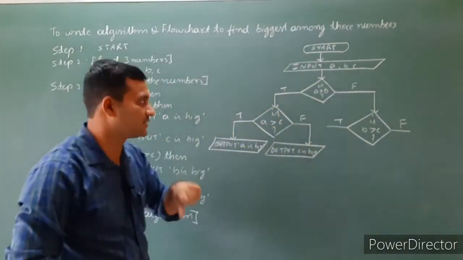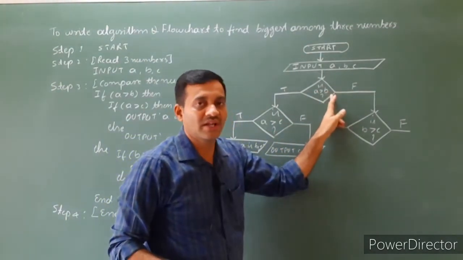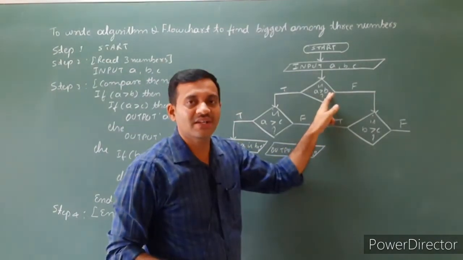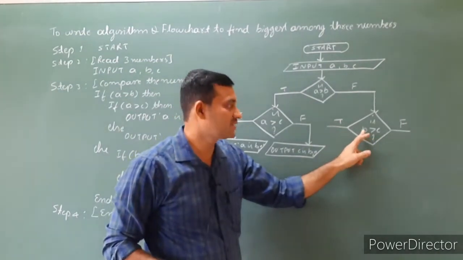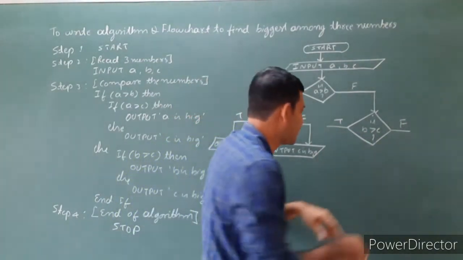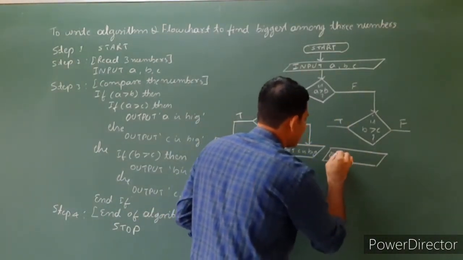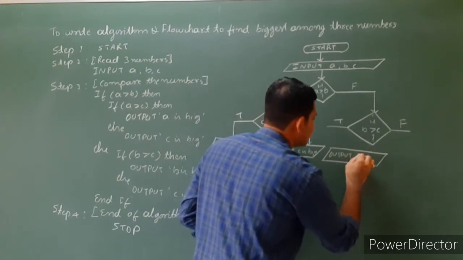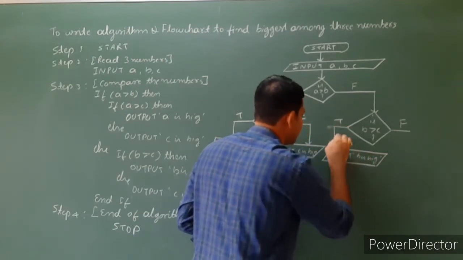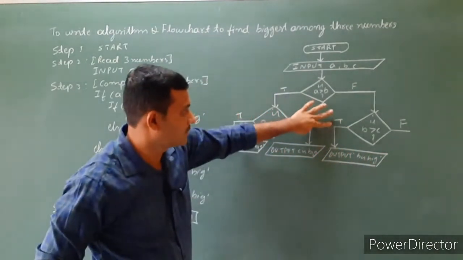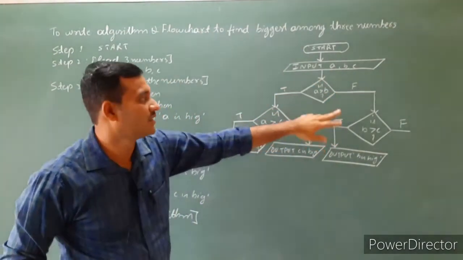Carefully observe the conditions. If initially A greater than B is false, it means B is the biggest, then it returns false. If B is greater than A, then we have to compare B with C. If B is greater than C, then B is the biggest. Output B is big.